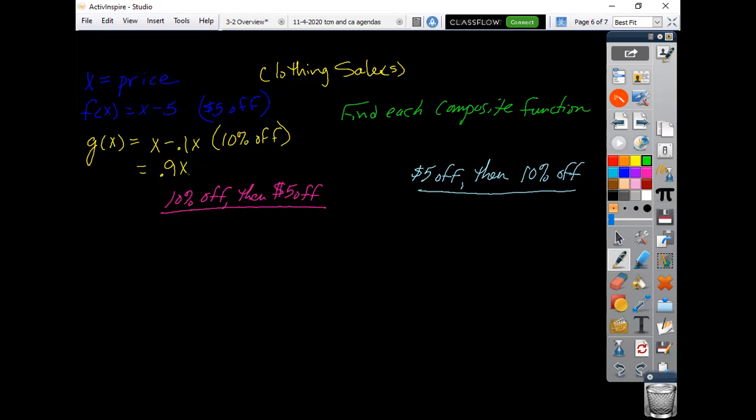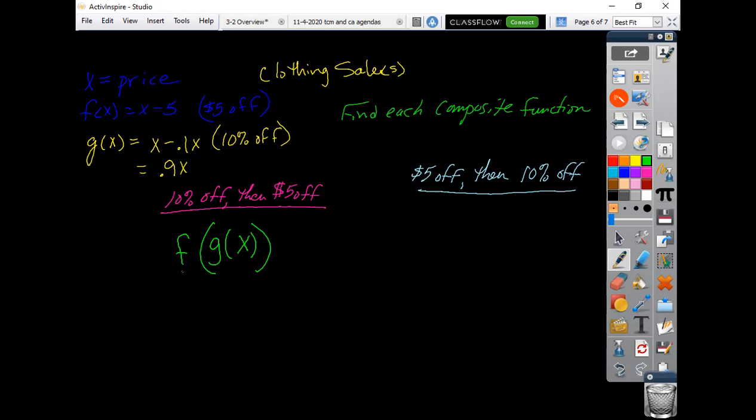Now they ask us, how do these look if we do them as a composite function? So if I'm going to do the 10% off first, x is my price, and my 10% off first, that's my g of x. So what goes inside of here, just inside the parentheses, is the first thing I do, and then out here I'm going to do my f of x second. So 10% off first, the g of x is the 10% off, and then outside of the parentheses, you do your nested parentheses. So how does that formula look?